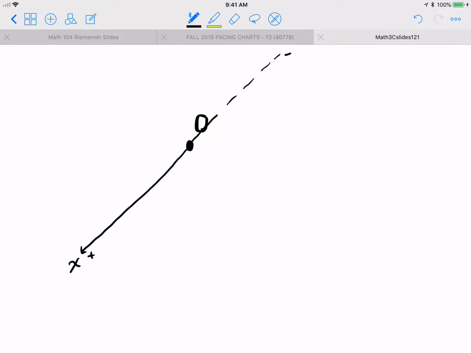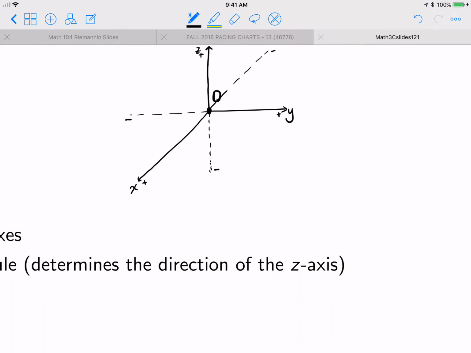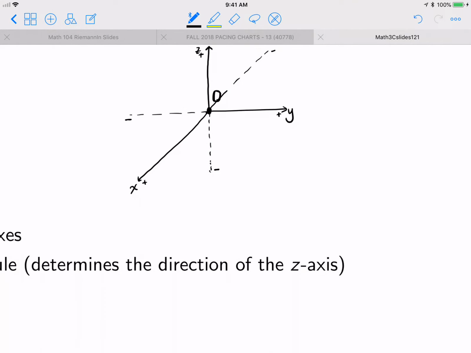The x-axis is keeping track of the first coordinate. Then we've got the y-axis, which is going left to right. Here are positive y values and negative y values. And then we need a third dimension, and that is the z-axis. The z is keeping track of the up and down. So positive values up here, negative values down here. Let me show you one way to emphasize that: this is x, this is y, and this is the positive z-axis.